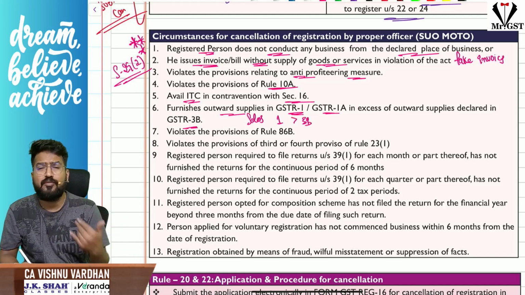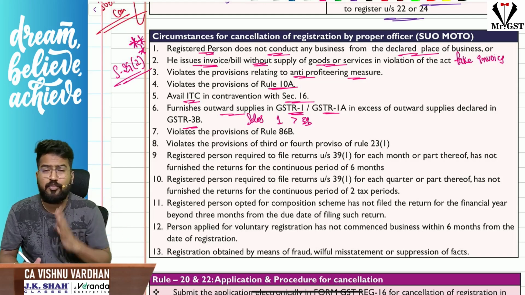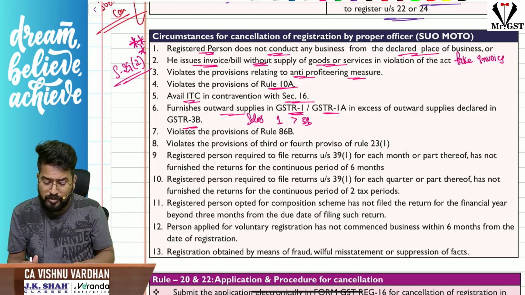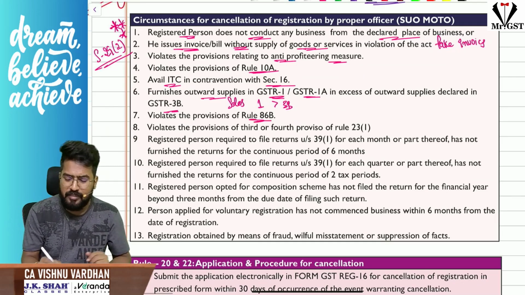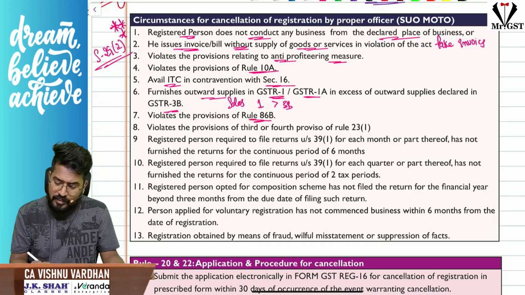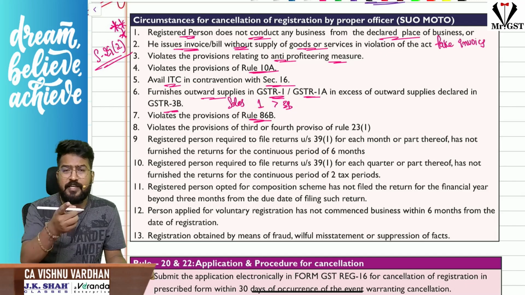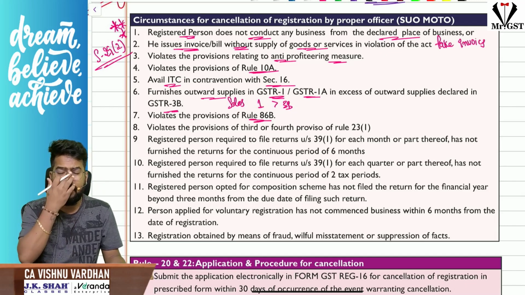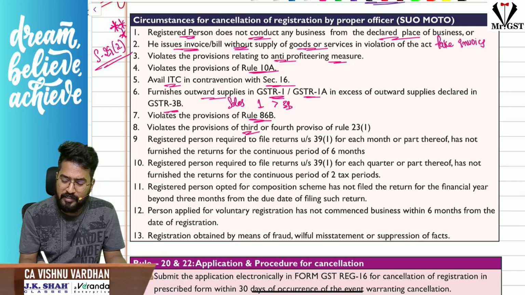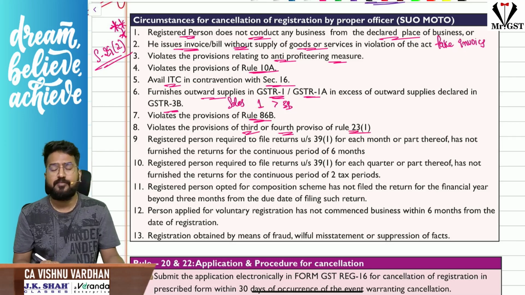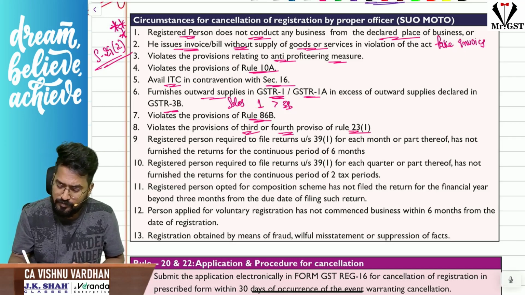Because in 1 you have to give information, and you have given full information. In 3B you have to pay tax, you don't have money, so you are showing a lesser amount. Sir, you are violating the provisions of rule 86B, the 1% of tax payment in cash, so that you are not doing. You are violating the third or fourth provision of rule 23 sub-rule 1, sir.